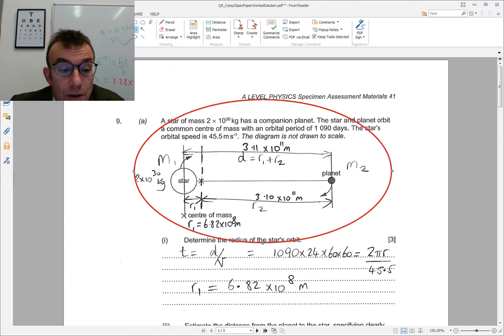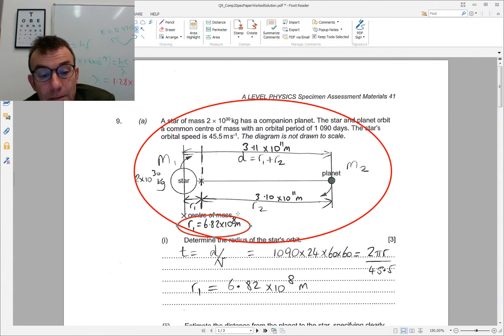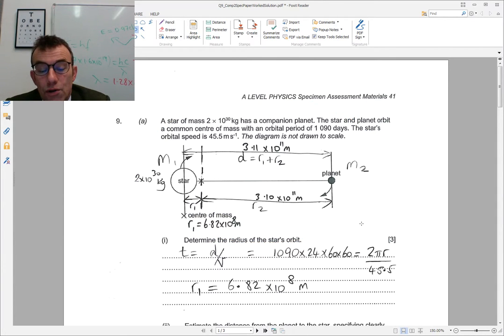So I label them up straight away with M1, M2 and R1 and R2. It doesn't matter which way around you do that. And as I get information, you can see down here, I put R1 on there as soon as I calculated it, but it was a little bit lower down. I think that way it's much easier to keep track of what's going on in the question.